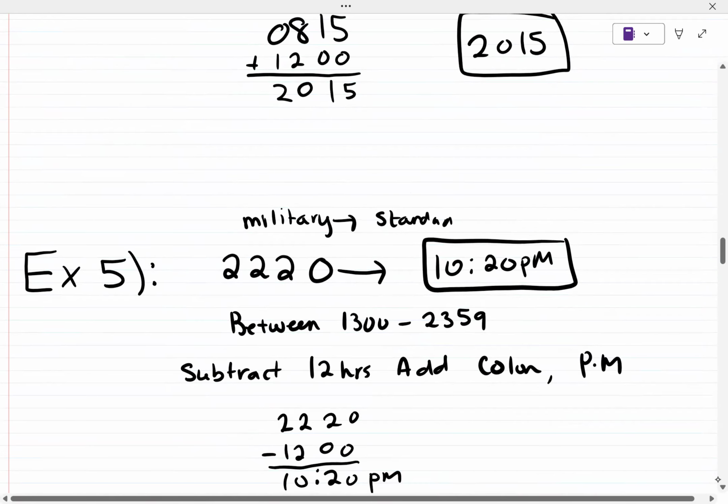Okay, example 5. We have 2220 and we want to convert it to standard. 2220 is between 1300 and 2359. So according to the rule, you have to subtract 12 hours, add a colon, and then add a PM. So that's what I did. 2220 minus 1200, because you want 4 digits, and then I get 1020, and then you add the colon and add a PM. So that's how I got 10:20 PM.